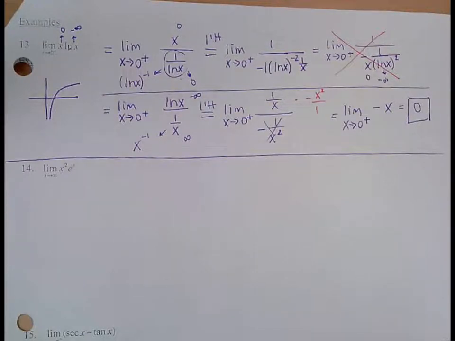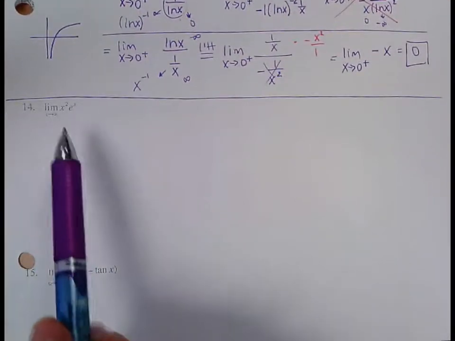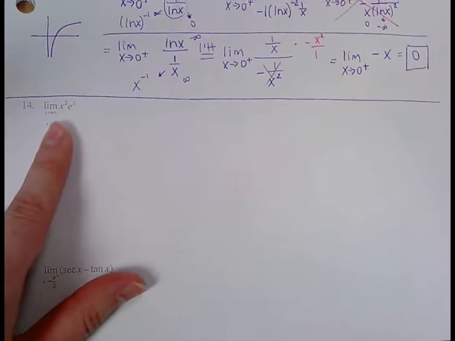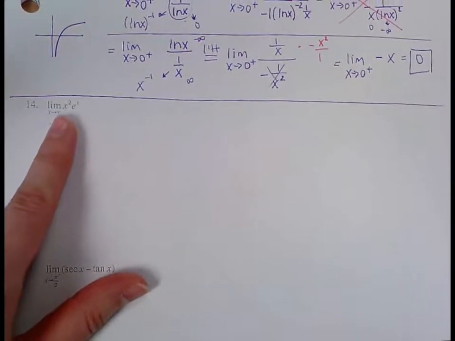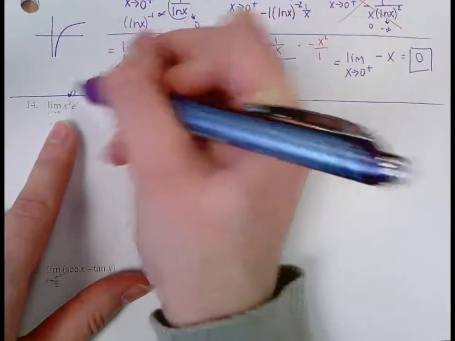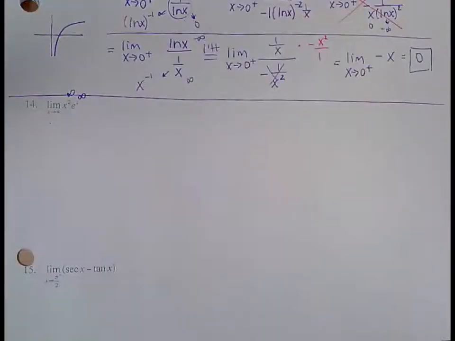For the next one, I still want to do 14, because we're continuing with L'Hopital's rule tomorrow, so we'll do 15 tomorrow. But 14 is the same type of thing, where you have the limit as x approaches infinity of x squared times e to the x. If you took the limit of each term individually, x squared approaches infinity, and e to the x also approaches infinity.